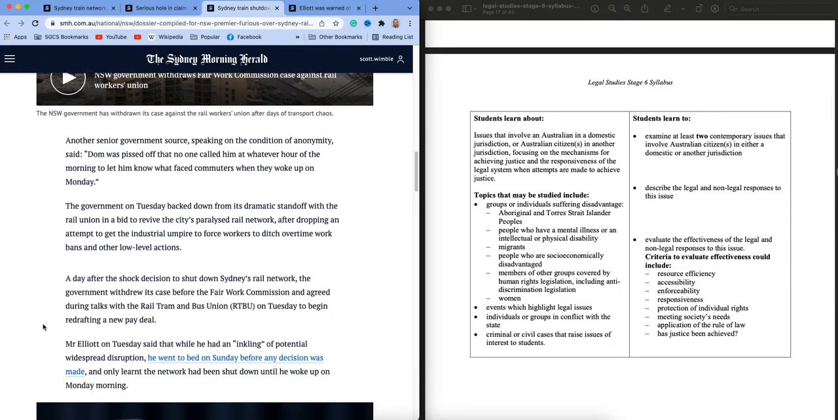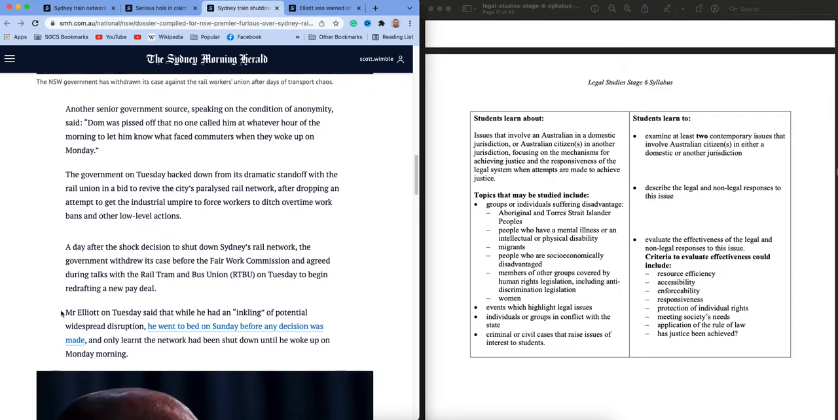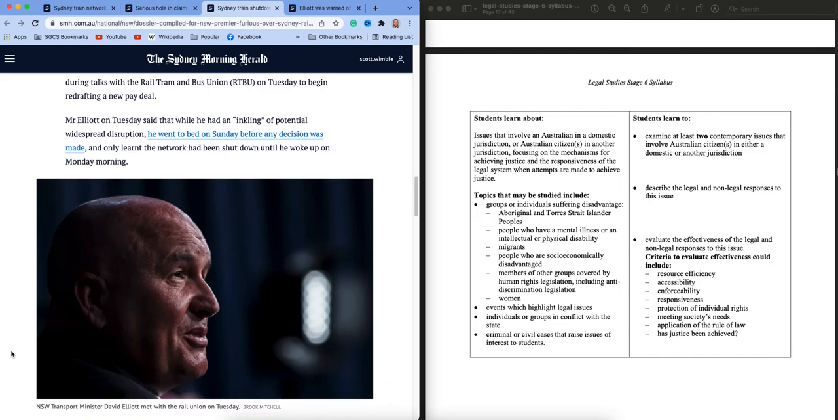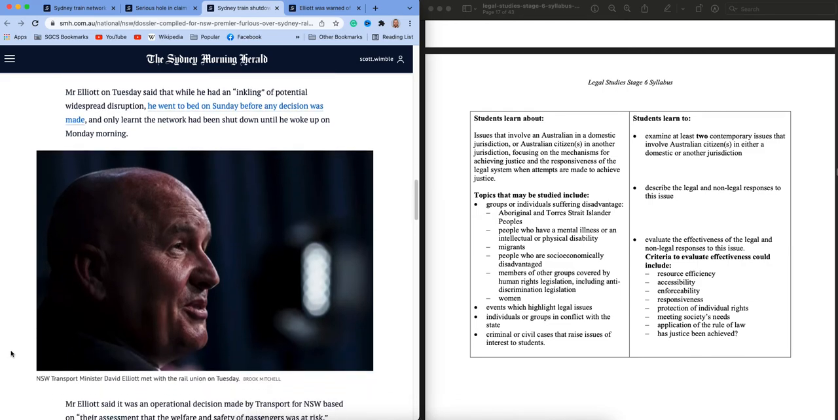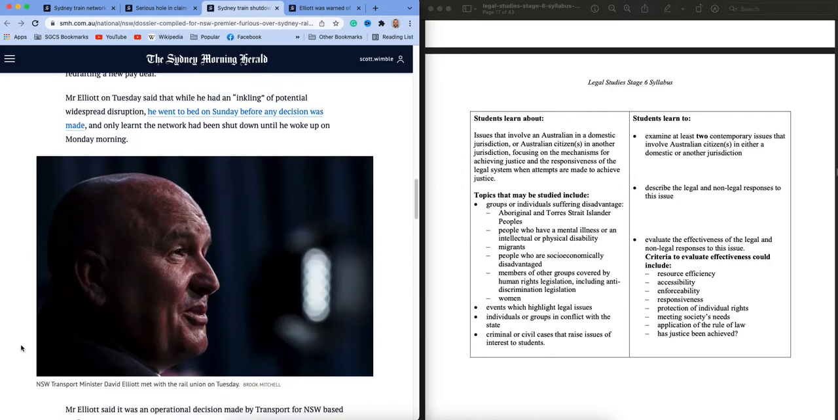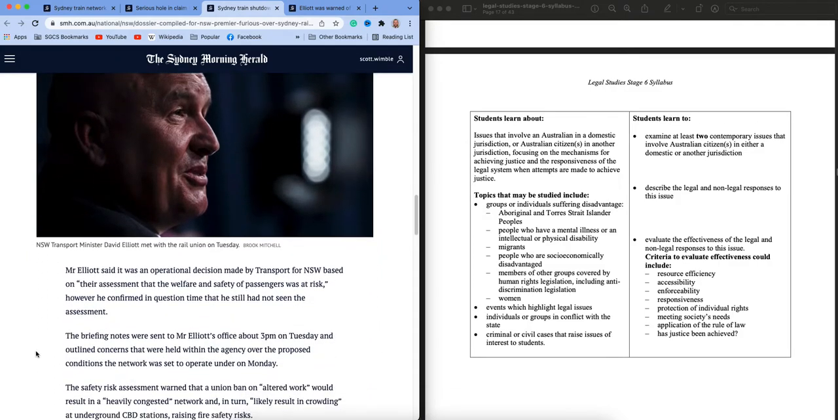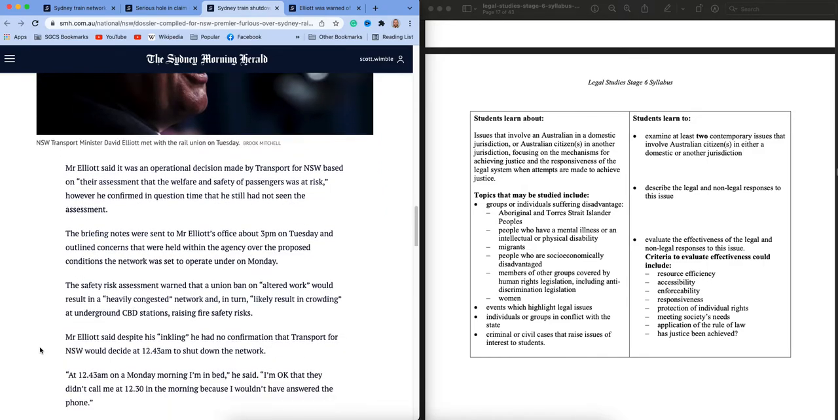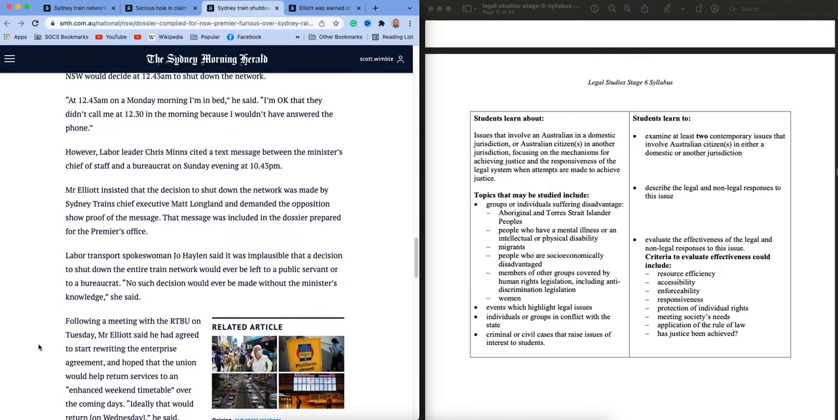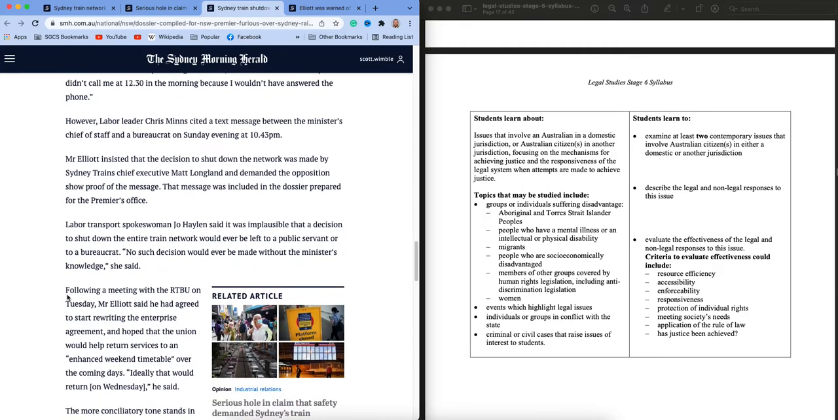Then David Elliott went to bed with an inkling there was going to be potential widespread disruption. He went to bed before any decision was made and only learned the network had shut down when he woke up on Monday morning. Remember, he is the minister in charge. So the decision has been made without him. The decision has been made by the head of Sydney Trains. He said, yeah, I backed this guy to make his decision, but he was literally in bed and didn't know until he woke up the next morning. So it's this question of competency and this question of who knew what when.